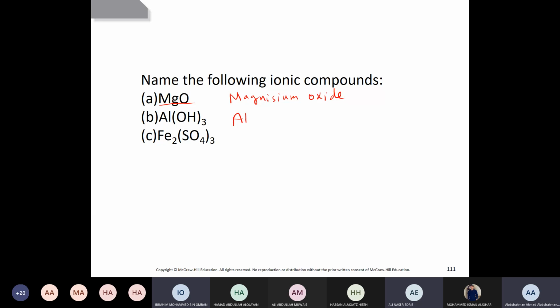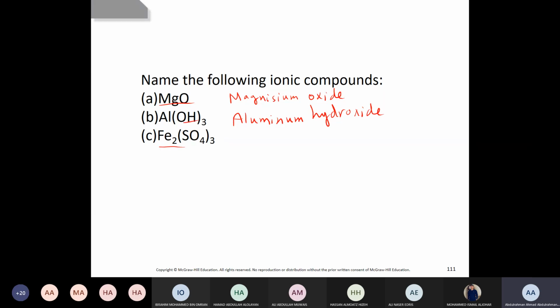Aluminum hydroxide. No, we need to use the Roman numerals, right? No. Directly hydroxide. Did I write 3 here? No. Why not? Because aluminum is in group 13 and has only one oxidation number. Main group. So you keep it as it is, and you write hydroxide, the name of this group. That's the only thing that you write.